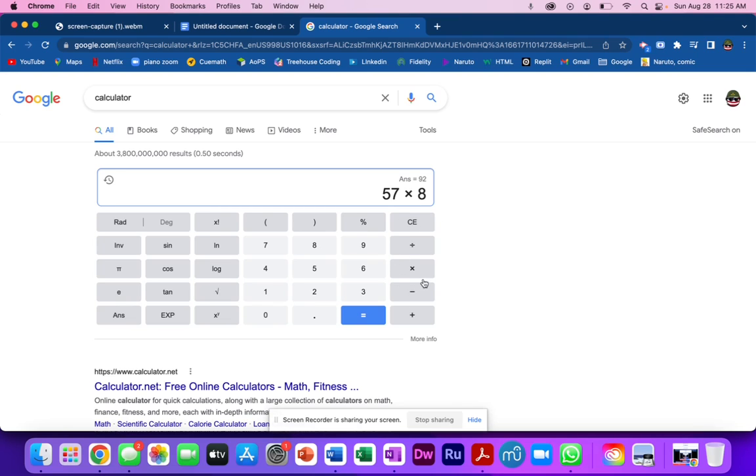57 times 8 is what? Sorry, it took me a while. 456. Yeah. Now you could practice some more at home. You could search for multiplying by 8 practices.